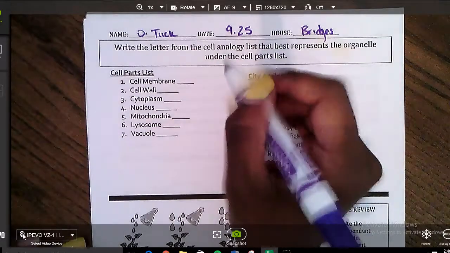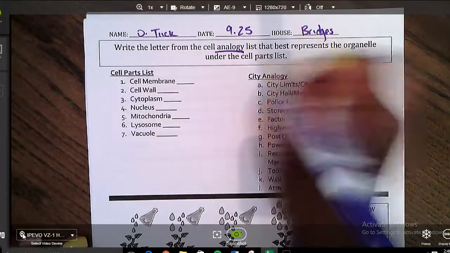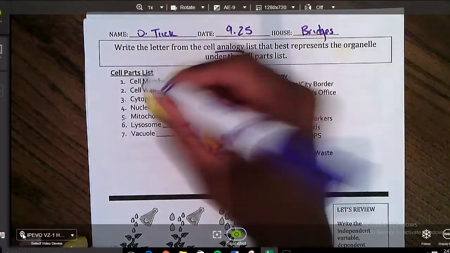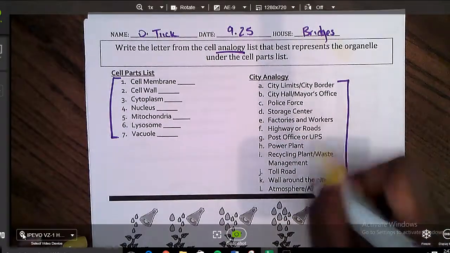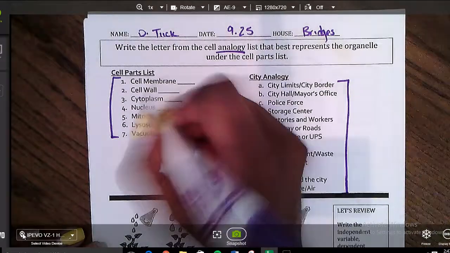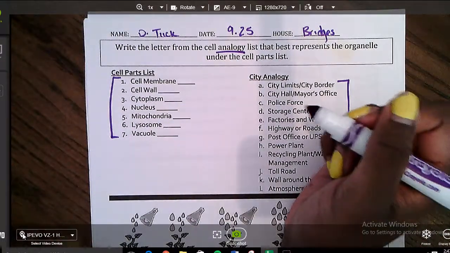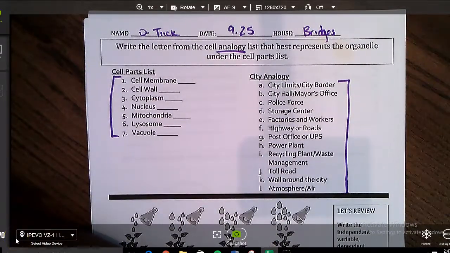It says write the letter from the cell analogy. Remember, we learned that word last week that best represents the organelle under the cell parts list. So we have all of our cell parts here. We have our analogies that represent the cell organelles here. You're going to take the next 2 minutes to match the correct letter with the correct cell part. Go ahead and put your thumb up right now so I know that you are trying this on your own first, and hit the pause button.